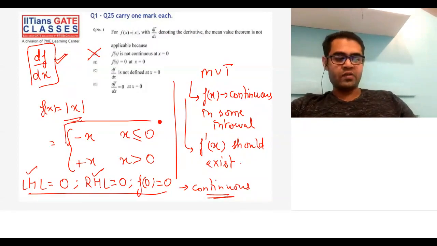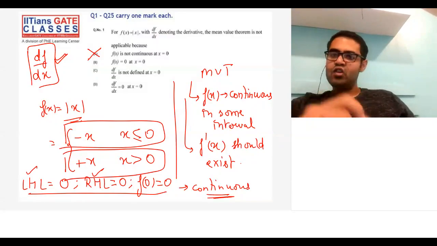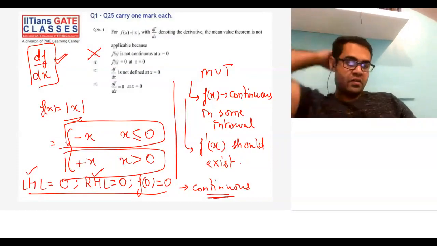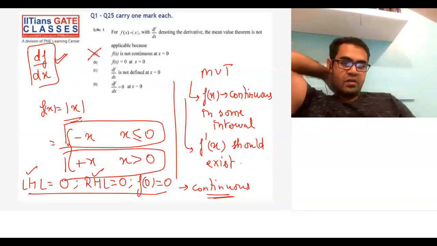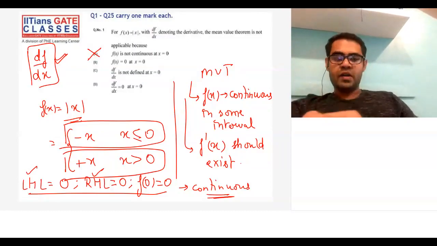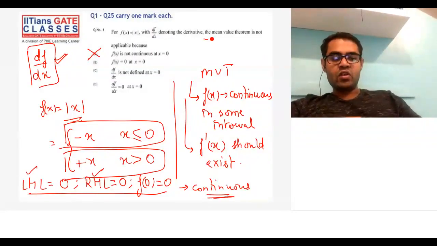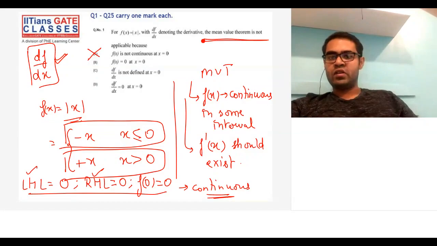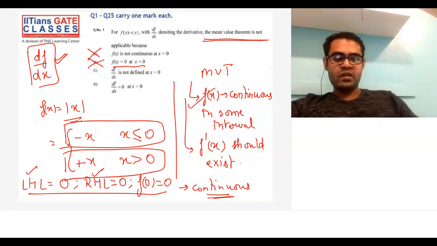According to the piecewise definition, you give it to anyone, you add the equality sign anywhere, you will get the value of f(x) equal to 0 at x equal to 0. This statement is true, but it is not the reason that the mean value theorem is not applicable, because I mentioned two reasons, right? Continuous and differentiable.